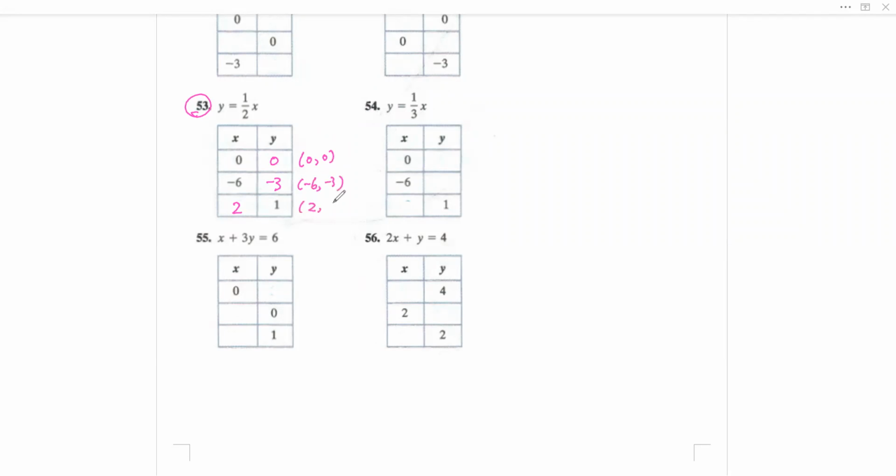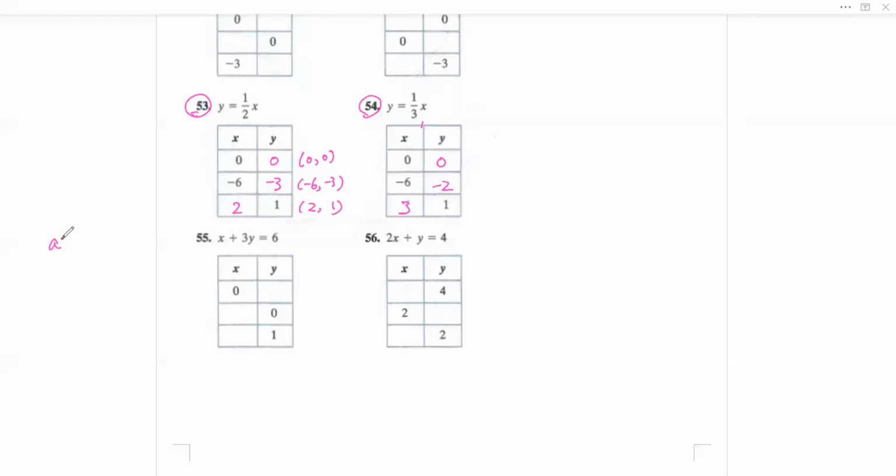If you rewrite like this, right? See 54. So x is 0, y is 0. Actually you just need to replace x right here, so you can get it quickly, right? So x is -6, here is -2, right? When y is 1, x is 3, right? So this format is a little bit different than earlier, right?